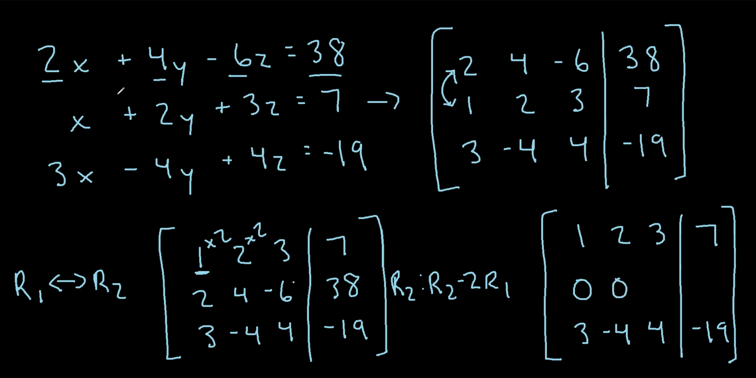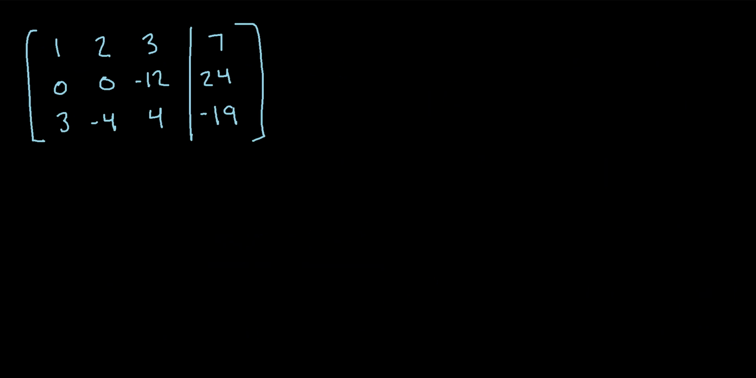And then we get -6 minus 2 times 3. So 2 times 3 is 6. So -6 minus 6 is -12. And then lastly, we get 38 minus 2 times 7. 2 times 7 is 14, so 38 minus 14 is 24. All right, so let's make a little room and rewrite this matrix over here.